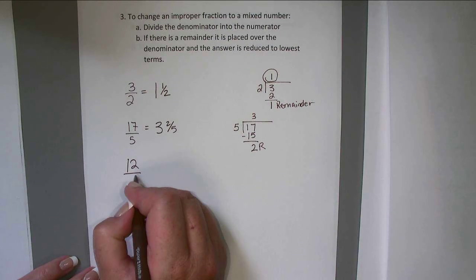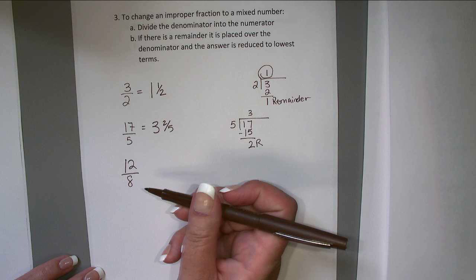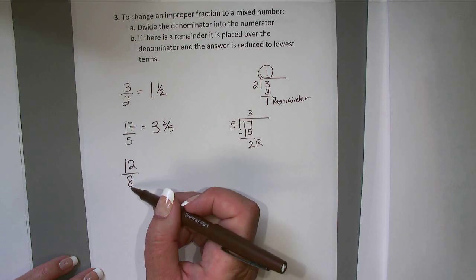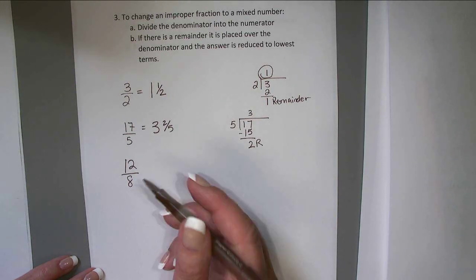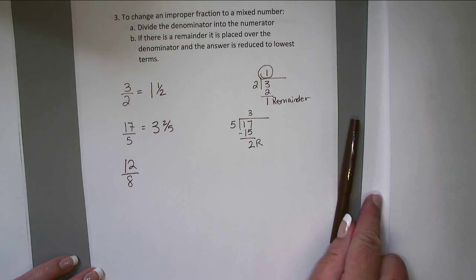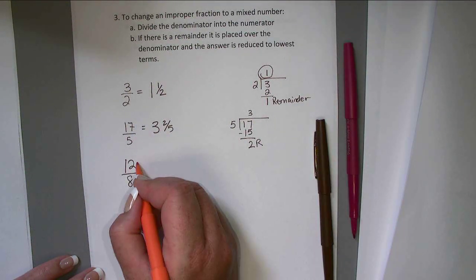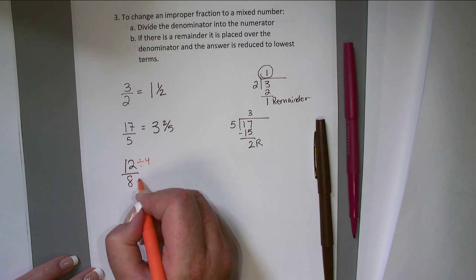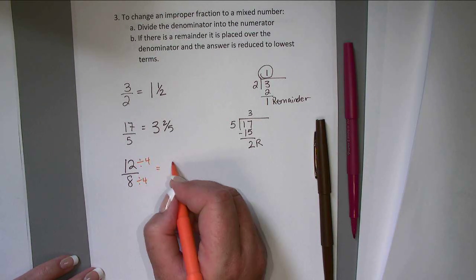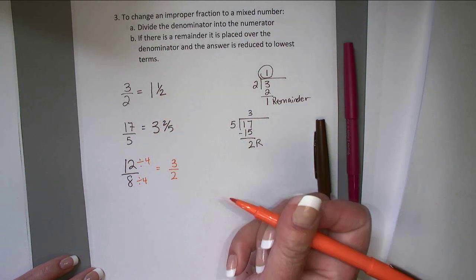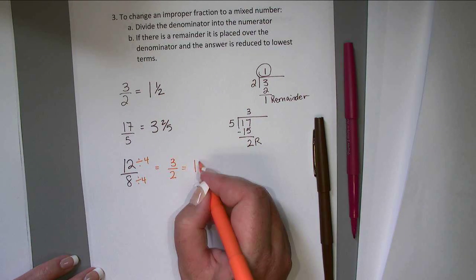12 over 8. So here we could notice that you can reduce 12 over 8 first, which will make it easier. What goes into both 12 and 8? We can divide both by 4. So this will be 3 over 2, and then we did this example here. It would be 1 and 1/2.